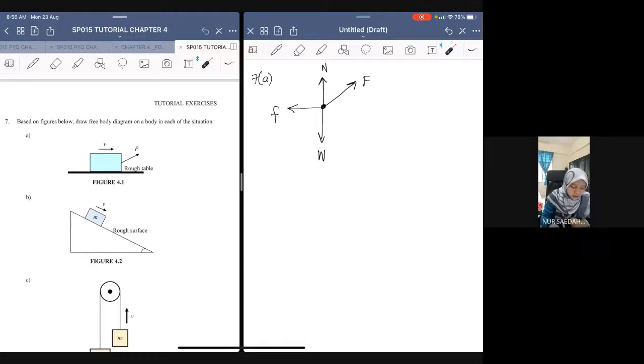Tidak semestinya. Okay, so madam kata free body diagram perlu ada apa? Okay, sebelum madam habiskan, korang boleh continue dengan soalan yang lain.